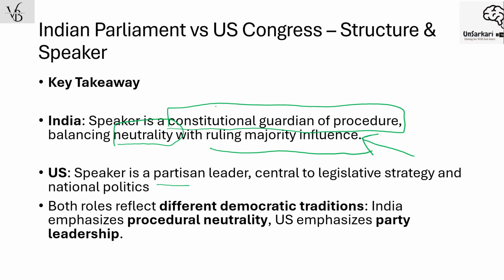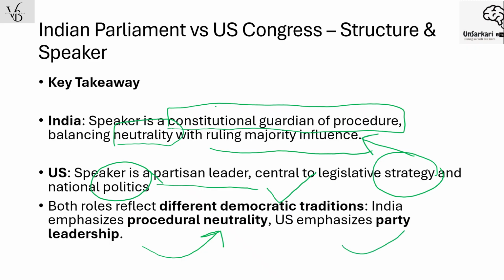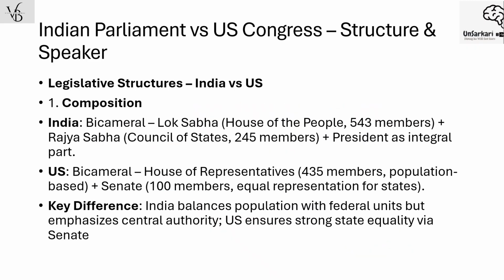The US Speaker is a partisan leader. He is central to legislative strategy and national politics. He is brazenly, you can say directly, very much involved in politics. So both roles reflect different democratic traditions. India is emphasizing procedural neutrality, whereas the US is emphasizing party leadership.